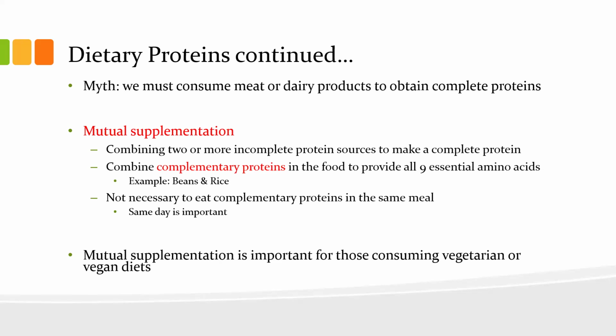Some other examples of mutual supplementation: hummus and whole wheat pita bread, a lentil soup and cornbread, peanut butter sandwich. All of those things would be complete proteins for those who do not wish to have animal proteins. And if you look in your textbook, table 7-2 on page 246, it'll give you a whole bunch of other examples if that's something you're interested in.